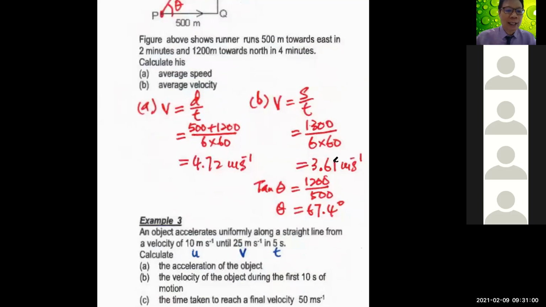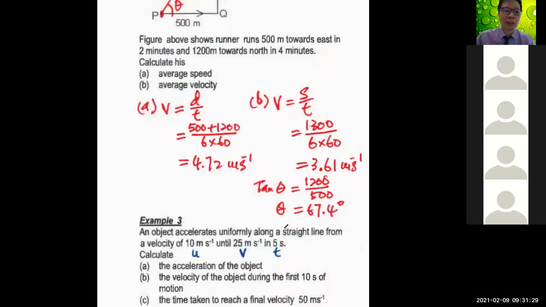The next question is: an object accelerates uniformly along a straight line from velocity 10 until 25, increasing. Now, you can see, right? From 10, then become 25, velocity increasing, in the time of 5 seconds. So this is U, initial velocity. This is V, final velocity, and this is time. Okay? And now, first question, the acceleration.